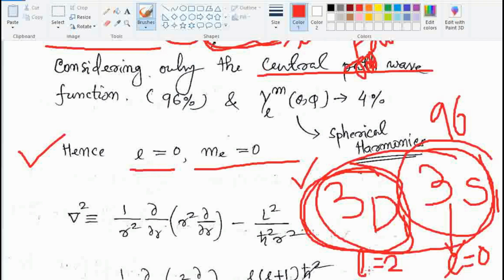And L equal to 0, we are taking the value of L equal to 0. That means for 3S1 the L value is 0. You see 3S1, for this S, L equal to 0. So that's what I am talking about.